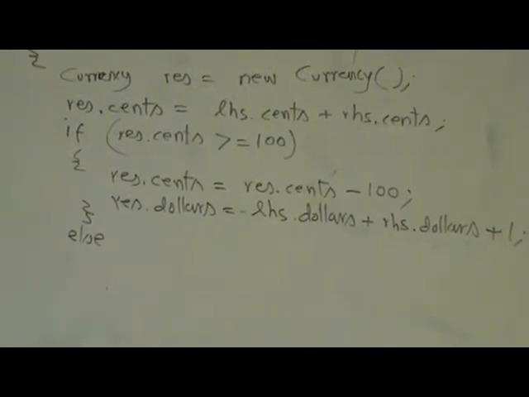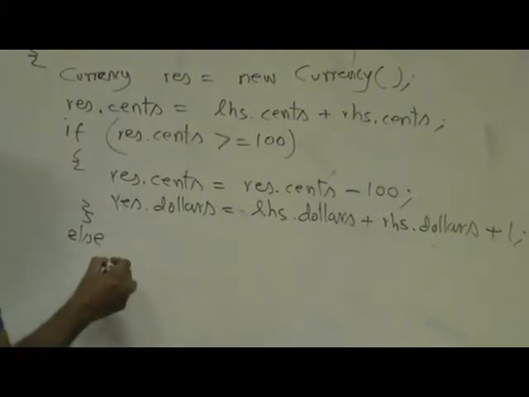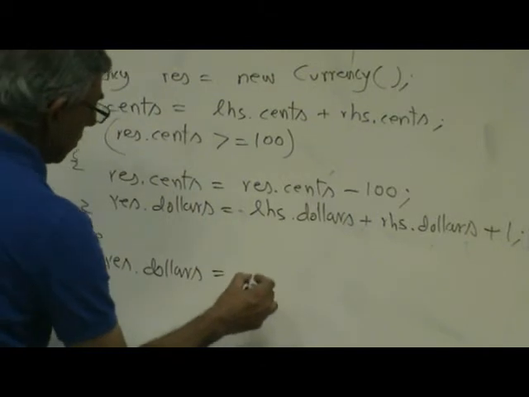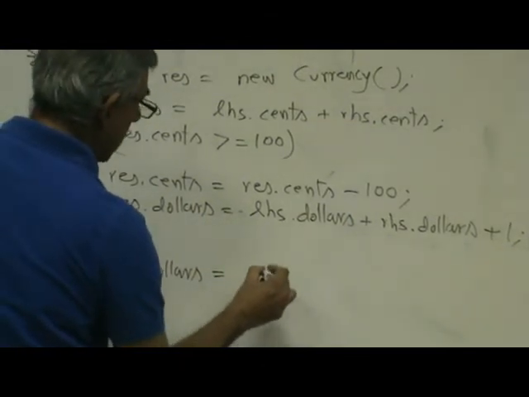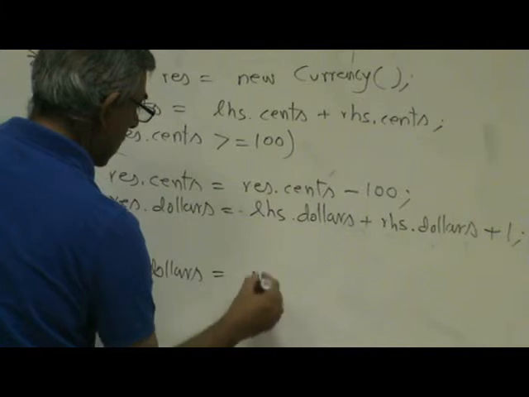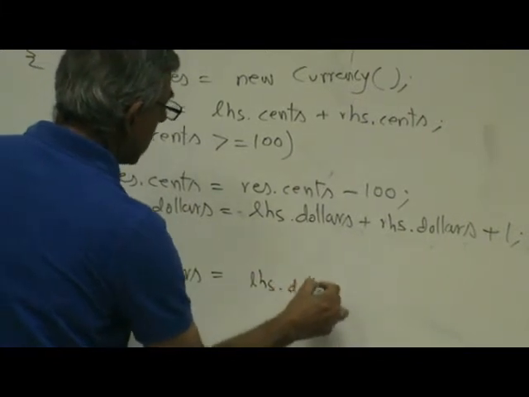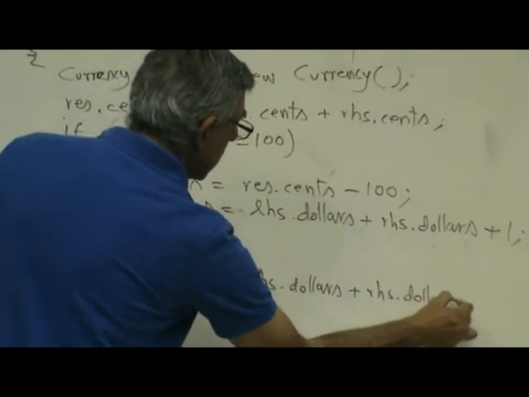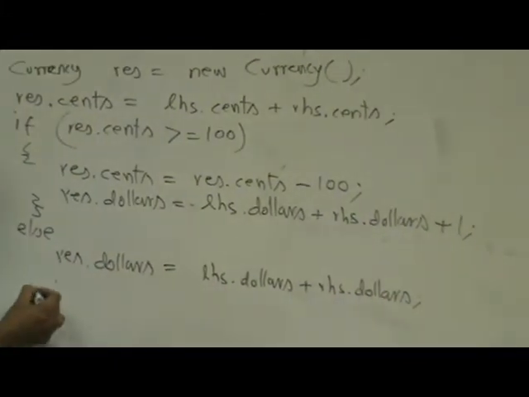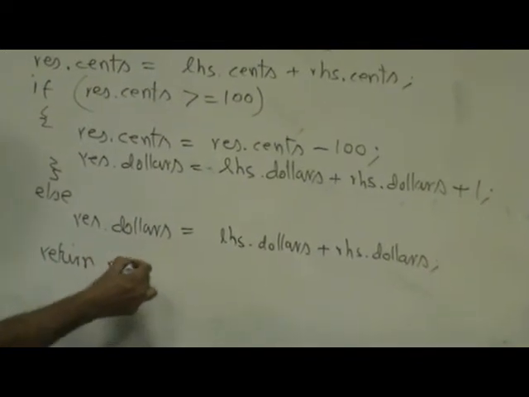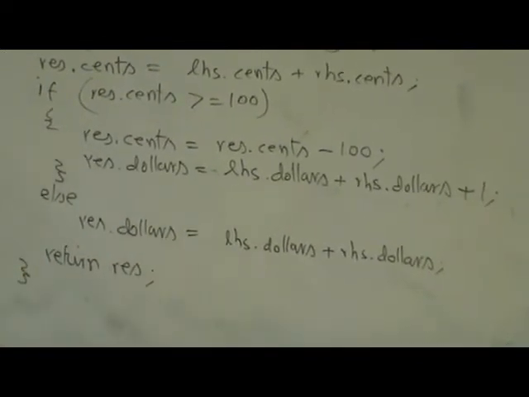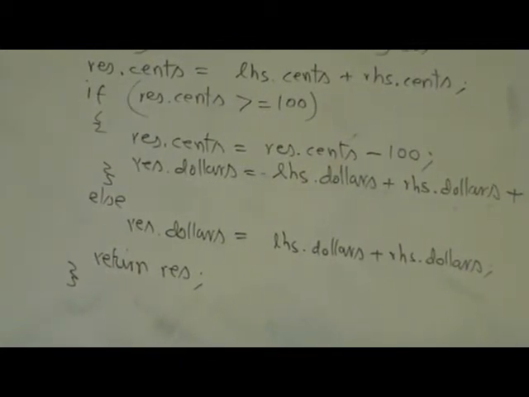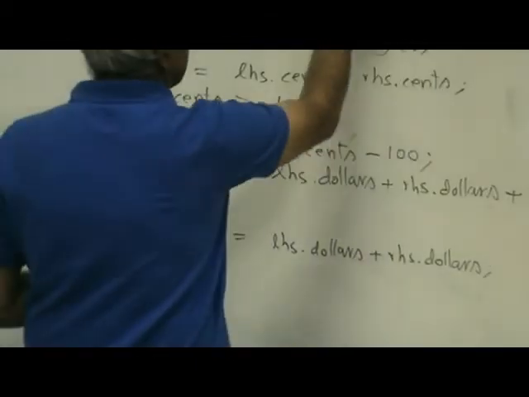However, if it did not exceed 100, so it was 20 and 50, then the dollar amount should be simply added, right? So else res.dollars equal to LHS.dollars plus RHS.dollars, correct? So pretty easy, and return res. So this is pretty easy, okay? So now the complication will be, what if this is a minus?